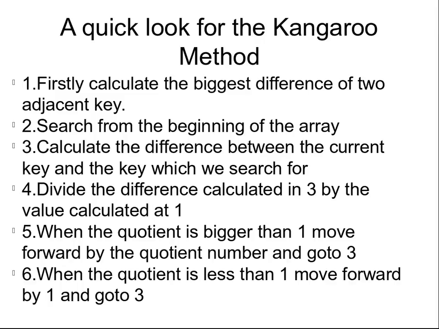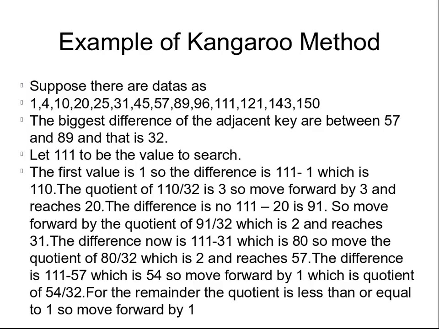So how do we do the kangaroo method? First, we calculate the biggest difference of two adjacent keys. Then search from the beginning of the array. Calculate the difference between the current key and the key we search for. Divide the difference calculated in step 3 by the value calculated at step 1. When the quotient is bigger than 1, move forward by the quotient number and go to 3. When the quotient is less than 1, move forward by 1 and go to 3. That's how to calculate the kangaroo method.